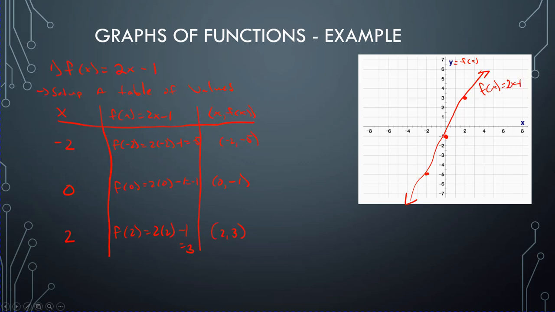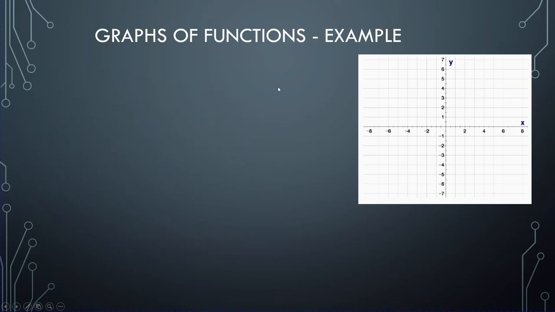All right, let me mix it up. Okay, let's try this one. And this is going to seem weird now, okay? Let's look at the function f of x is just equal to the number 3. That's so weird, okay? So I'm setting up my table of values here. So I'm going to pick some numbers again. I'm going to pick -2, 0, and 2.